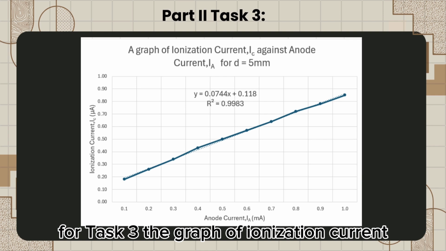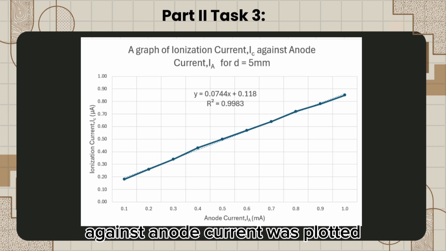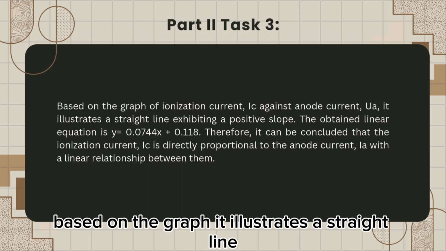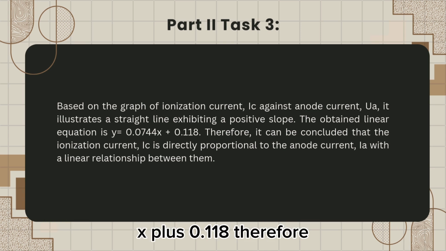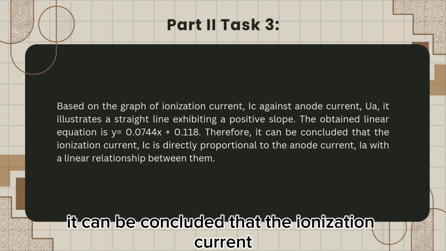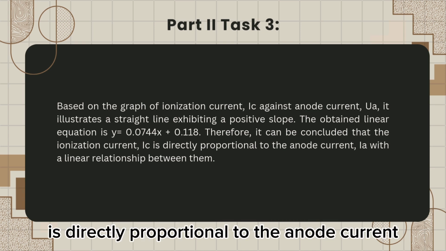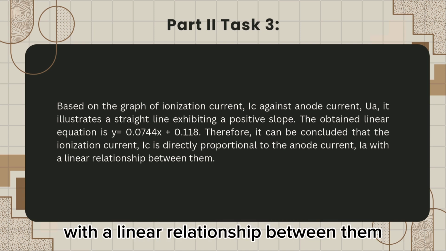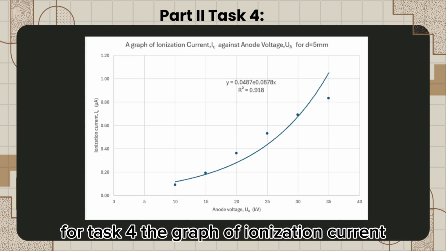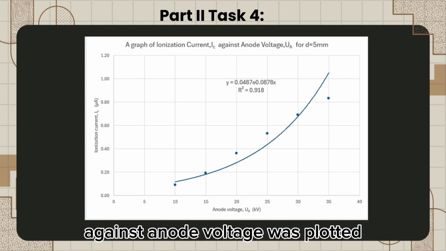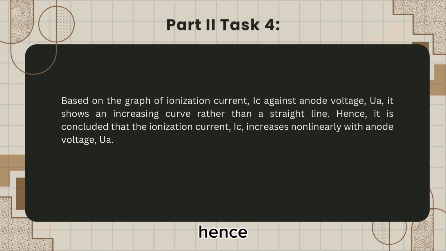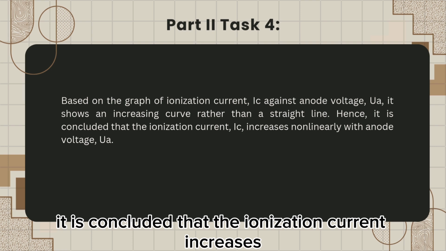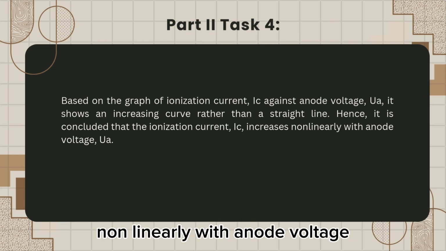For task 3, the graph of ionization current against anode current was plotted. Based on the graph, it illustrates a straight line exhibiting a positive slope. The obtained linear equation is y equals 0.0744x plus 0.118. Therefore, it can be concluded that the ionization current is directly proportional to the anode current with a linear relationship between them. For task 4, the graph of ionization current against anode voltage was plotted. Based on the graph, it shows an increasing curve rather than a straight line. Hence, it is concluded that the ionization current increases non-linearly with anode voltage.